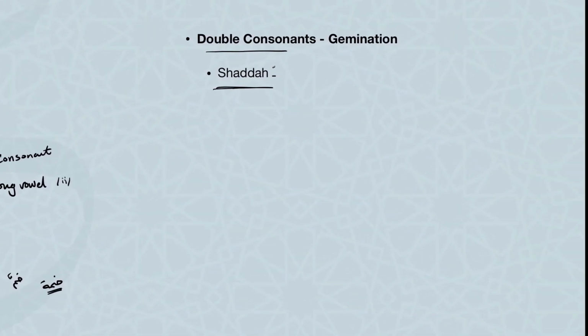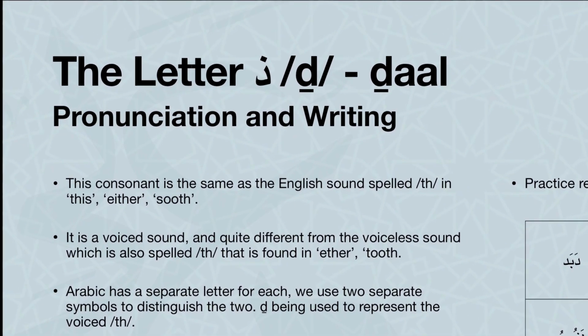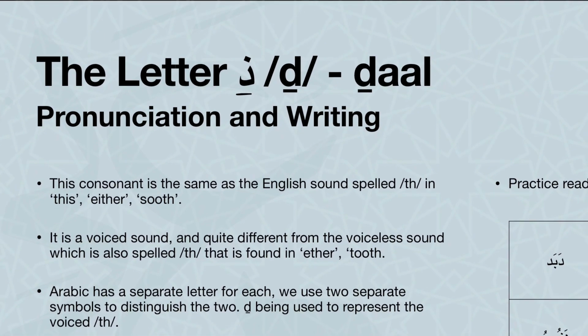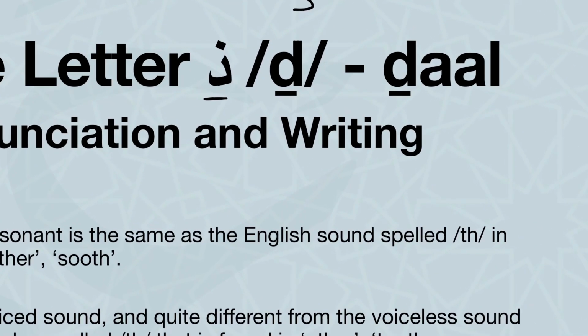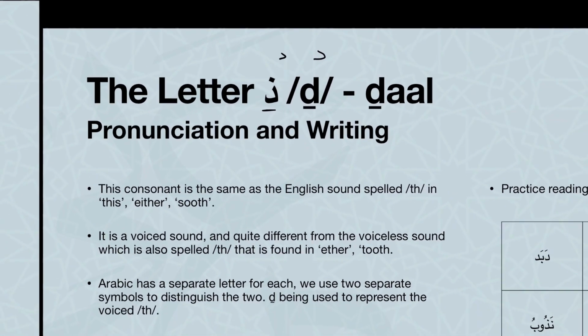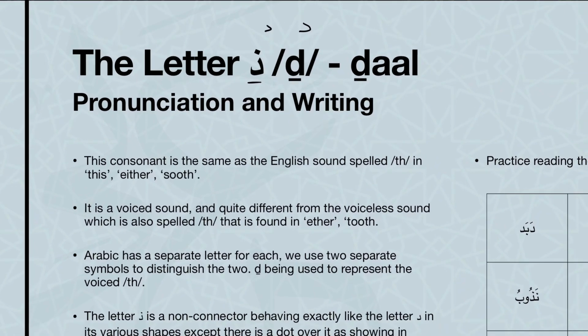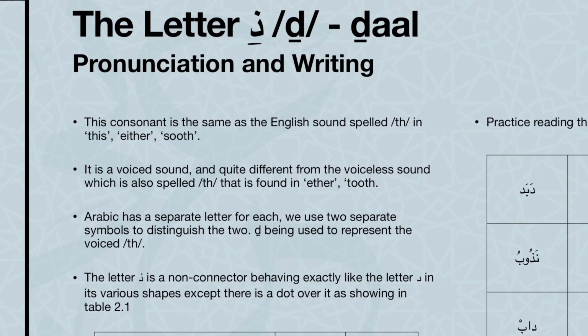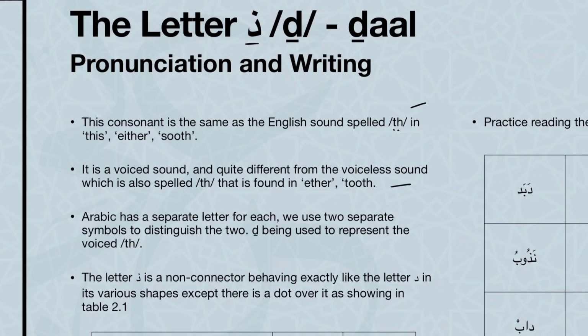Dhal, for the astute among you, you would see that it looks very strikingly similar to the letter we learned yesterday, which is dal. And dal is basically just an acute angle, but without a dot. This one has a dot. And this dot changes the pronunciation from the d to the th. In English, the consonant cluster of T and H together would produce the sound th, as in ether or tooth. But in English it can also sound like this, as in either and soothe.